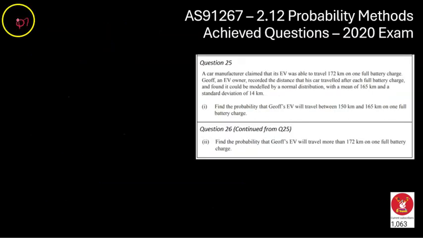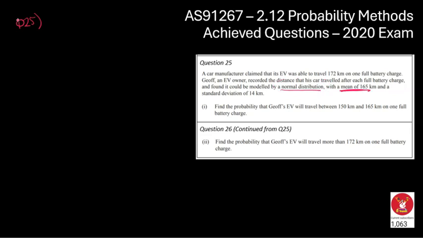We are now on to question number 25. We've got a car manufacturer about EV cars, and they say 127 kilometers on one full battery. Jeff, an EV owner, recorded the distance of his car. He found out that it can be modeled by a normal distribution, so that's really nice to see. So that clarifies we've got to use our normal distribution skills.